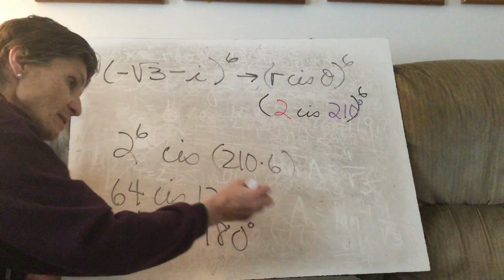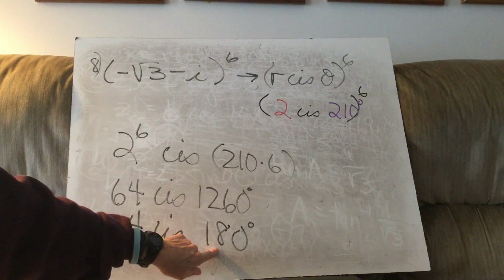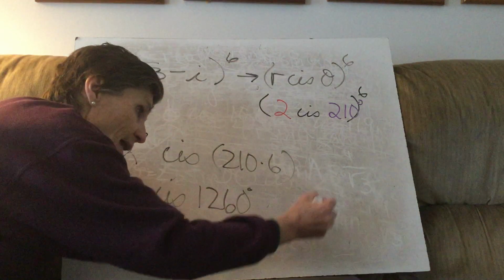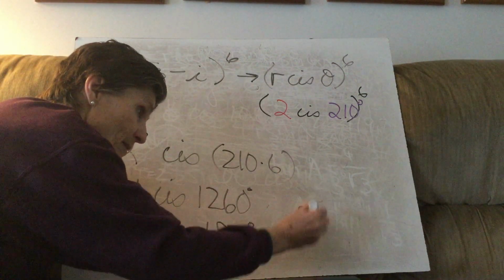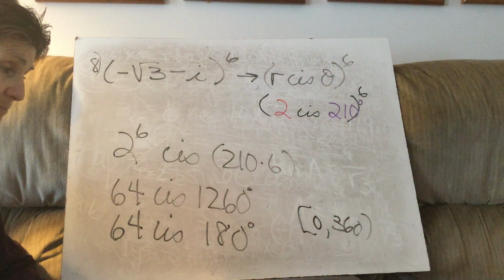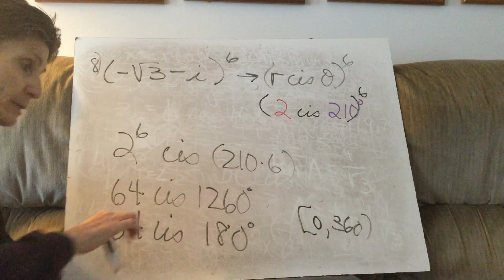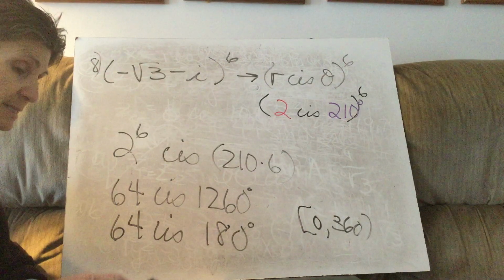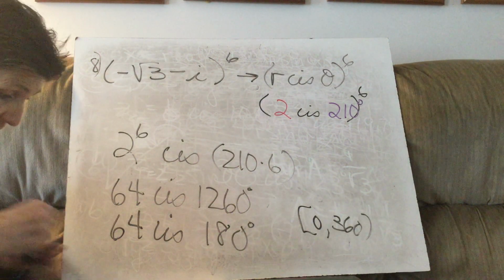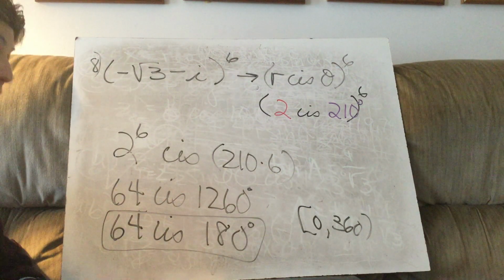So you're just going to keep subtracting 360s until this angle gets to be between 0 and 360. It's got to be between those two numbers. If it's too small, you add 360s. If it's too big, you subtract 360s. And this is the answer to the question. Done. Finished. Done with that problem.